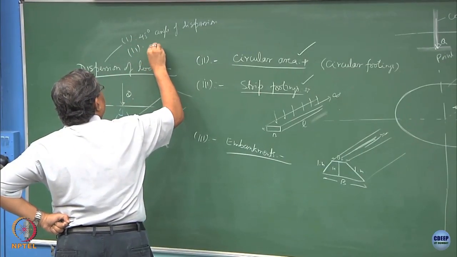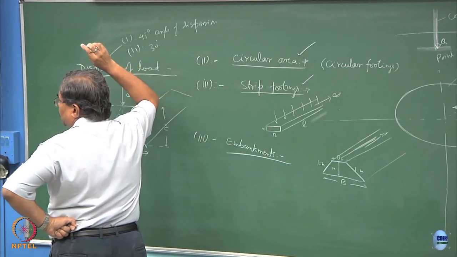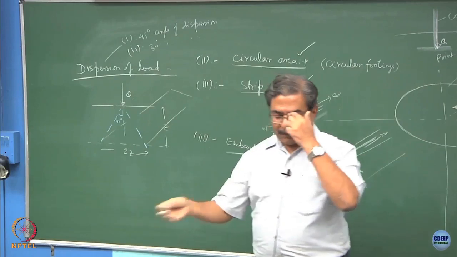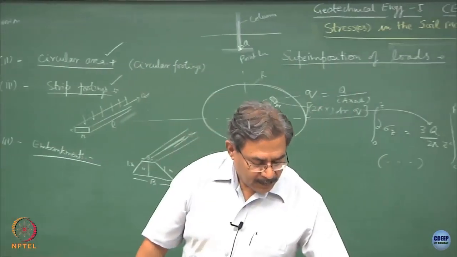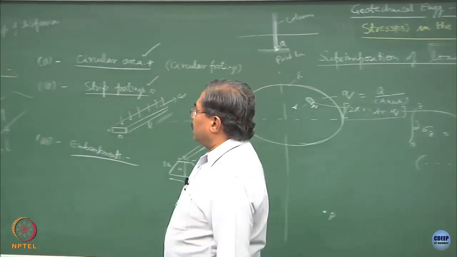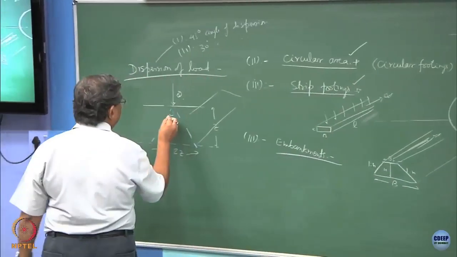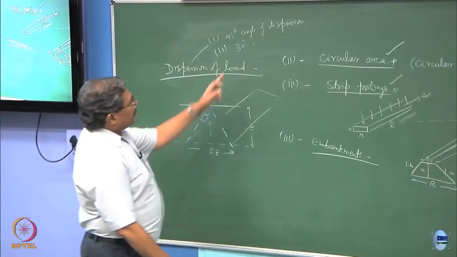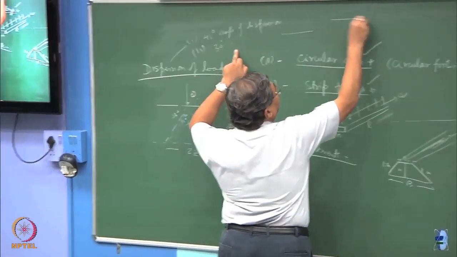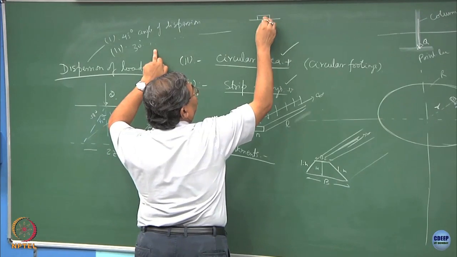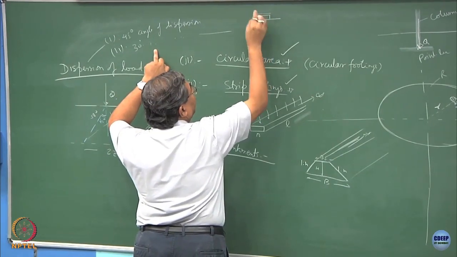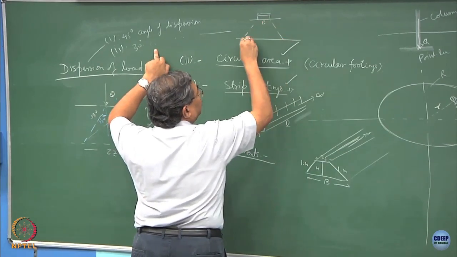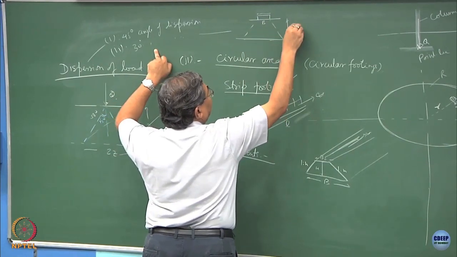sometimes they have a tendency to disperse it at a 30 degree angle. I mean, do not ask me from where it has come. This is just based on people's whims and fancies. So, this 45 degree becomes a 30 degree angle, alright. This is also valid for, let us say, a finite foundation of width B, thickness, and if I want to disperse this load on this plane which is at a depth of Z.